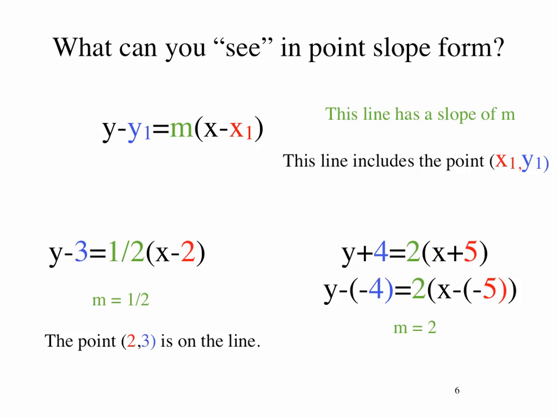You can tell that the slope of this line is 2. It's the number out in front of the parentheses with the x. And you can tell that the point -5, -4 is on the line. Notice that rewriting the equation so that it was y minus something and x minus something made it easier to pull out the coordinates of that one point on the line.